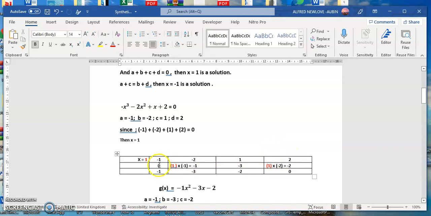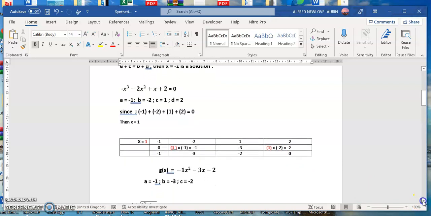So you place 0 here. Negative 1 plus 0 is negative 1. Then 1 times negative 1 gives you negative 1. You place it here. Minus 2 minus 1 gives you minus 3. Then 1 times minus 3 gives you minus 3. 1 minus 3 gives you minus 2. Then 1 times minus 2 gives you minus 2. 2 minus 2 is 0.